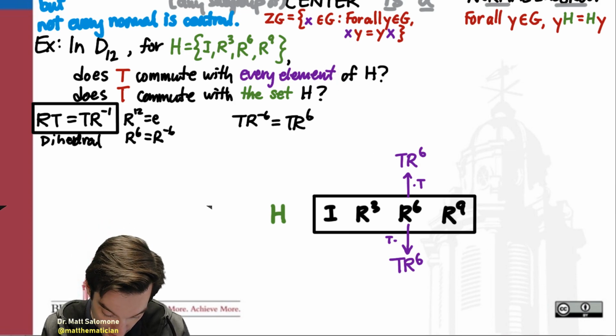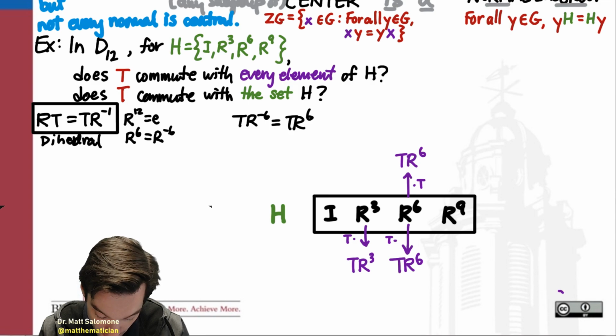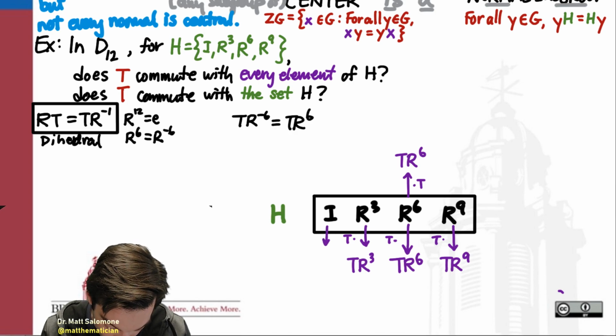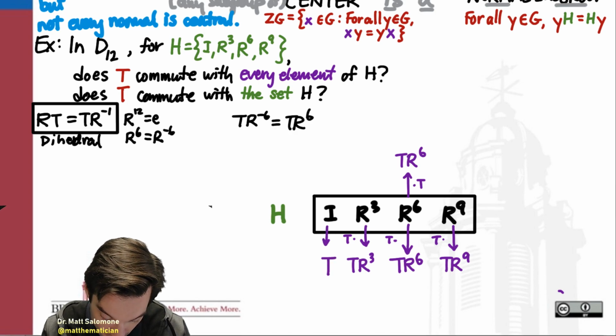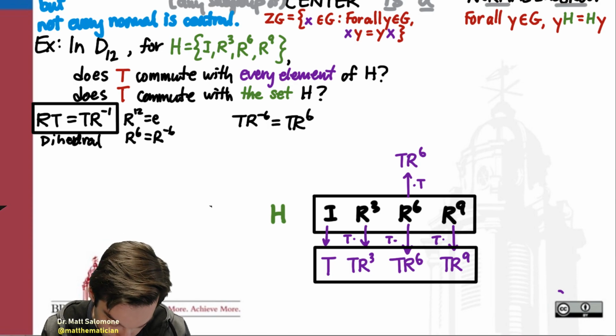Let's try left multiplying R cubed by T. If I left multiply R cubed by T, I'm going to end up with the element that we call TR cubed. And then why don't we also left multiply R to the 9th? I get TR to the 9th. And if I left multiply the identity, I get the element T. And so what we've just built here, these 4 elements, are a left coset of H. Right? They're the left coset TH.